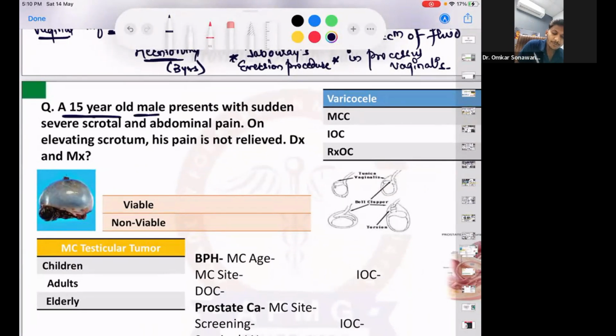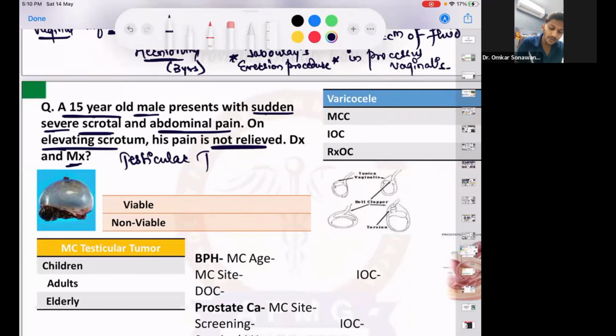A 15-year-old male presents with sudden severe scrotal and abdominal pain. On elevating the scrotum, his pain is not relieved. Diagnosis and management? Quickly. I hope all of you are quite aware of these topics now. Right. Here the diagnosis is testicular torsion.